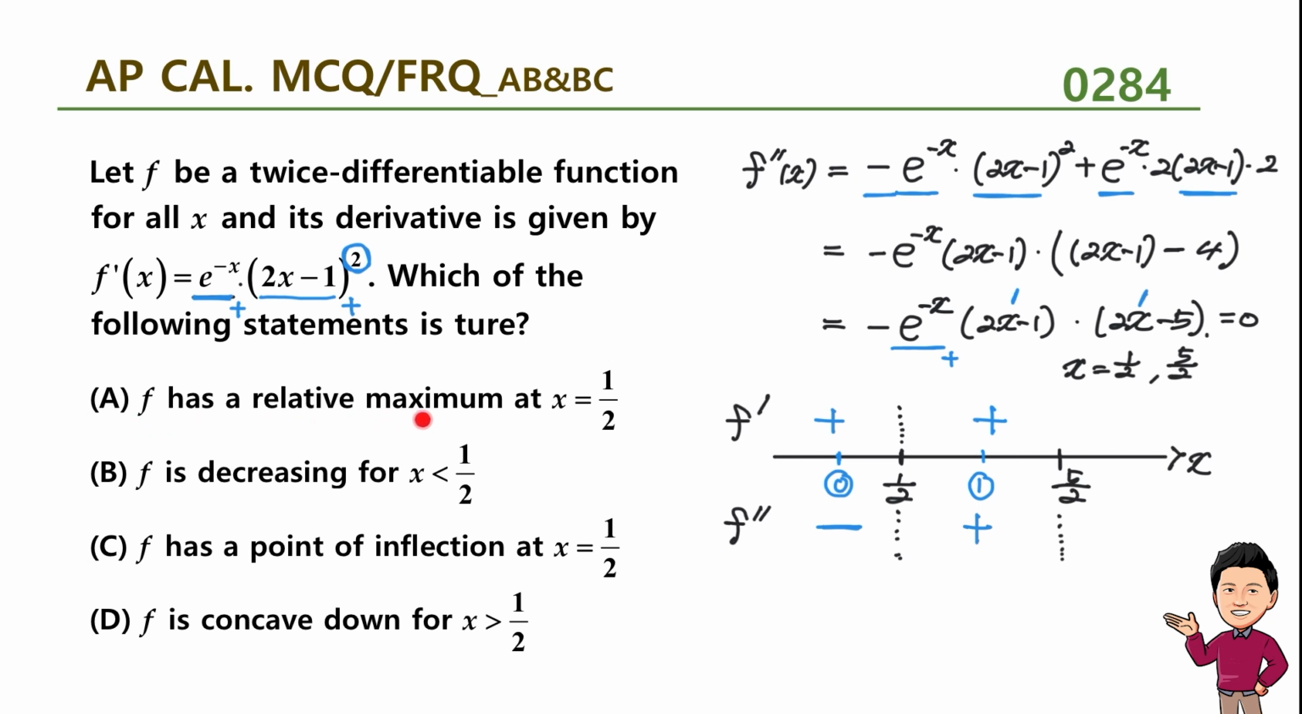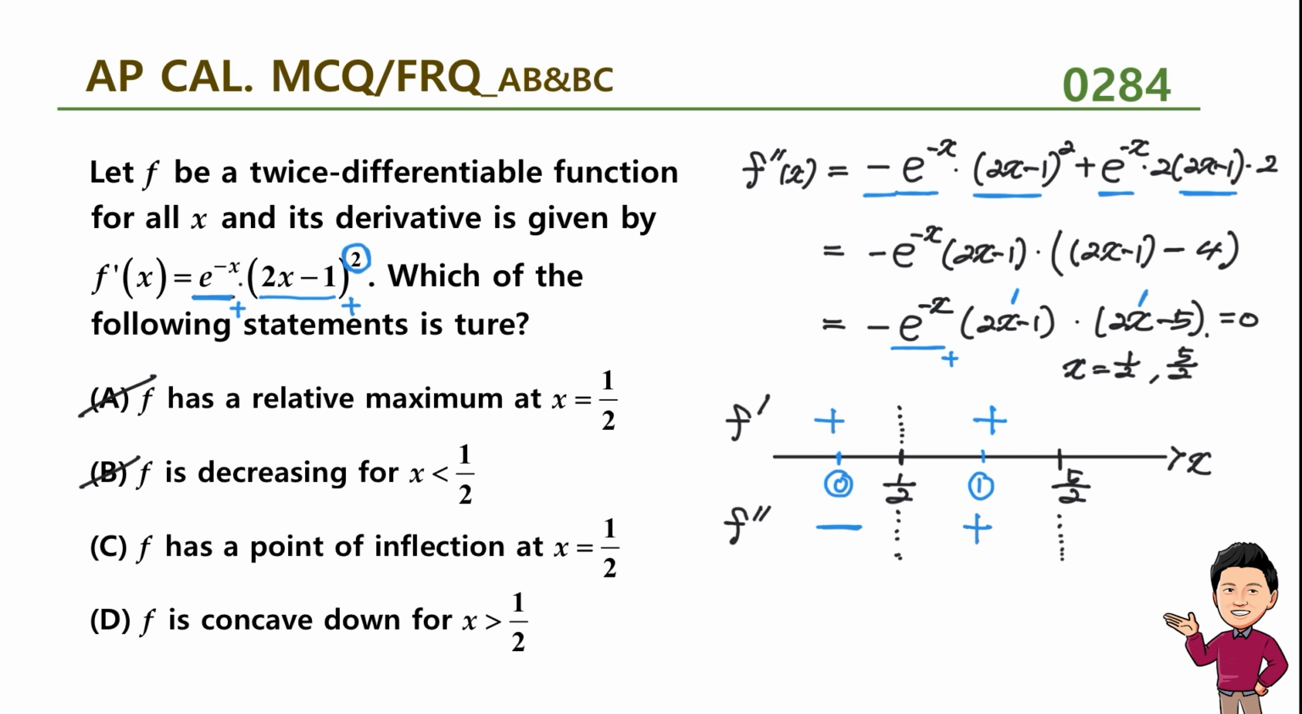A: f has a relative maximum at x equal 1/2. That's not true, right? In order to have a relative maximum, the first derivative has to change from positive to negative, right? It's positive. So A is not true. B: f is decreasing? No, right? Since f prime is positive here, f is increasing, right? Not true.